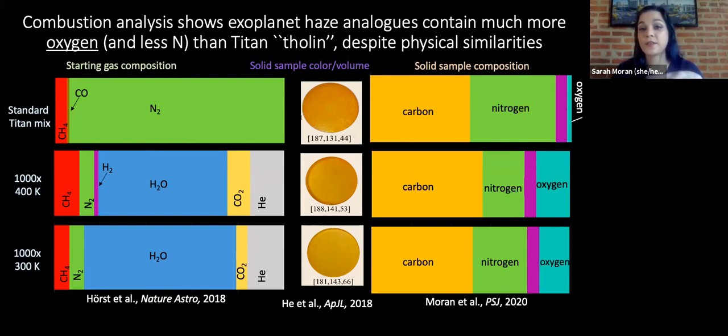So you can see on the top there, again, Titan, and then the bottom two are our water-rich exoplanets. And both of those exoplanet cases have much more oxygen in the solid than the Titan mixture. And that might seem pretty obvious. Look at all of the oxygen that was in the starting gas mixture. But it's telling us that that oxygen is being readily incorporated into the solid, which was not necessarily going to be the outcome, although we do see it is.